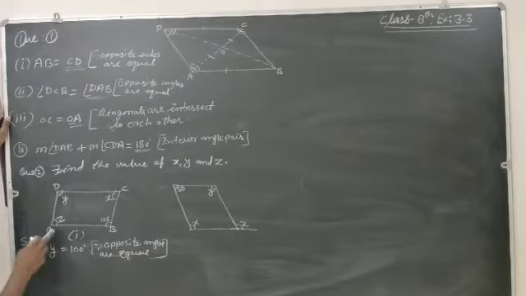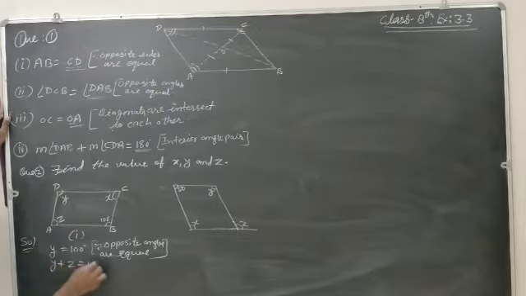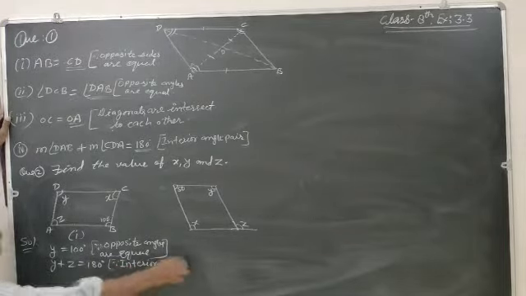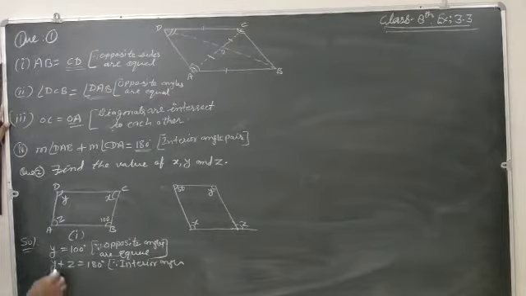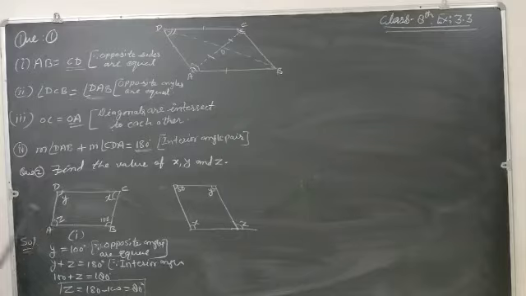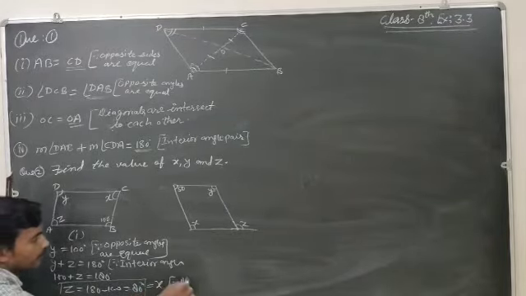Now y plus z equals 180, because interior angle pair. So y equals 100, plus z equals 180, z equals 180 minus 100 equals 80 degrees. And z equals x, because opposite angles.